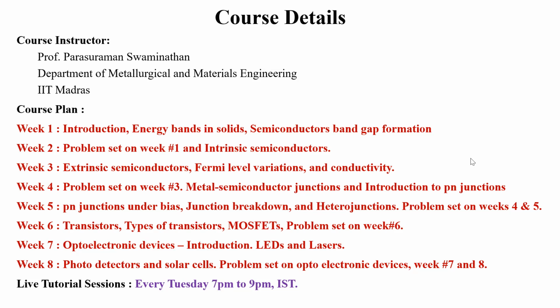From week 4 onwards, it goes a bit more in depth, like metal semiconductor junctions, introduction to PN junctions, and so on. Then we'll apply bias to the PN junction, look at what happens during junction breakdown, and heterojunctions, and so on. Weeks 6, 7, and 8 will be on the electronic devices, that is transistors, MOSFETs, then optoelectronic devices like LEDs and lasers, and finally we'll conclude with the hot topic of the century, that is photodetectors and solar cells.